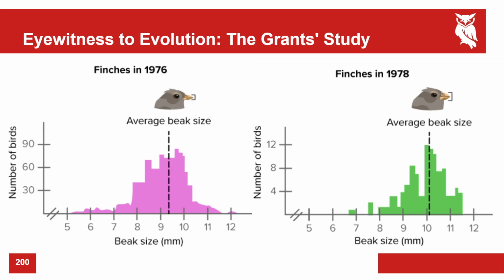So this is actually their data from their 30-year study. They looked at just 2 years during which a drought occurred, and they noticed that the average beak size increased over this 2-year period. If you think about it, 2 years within the grand scheme of biology and life is not very long. And so we saw a change from around 9.3 to 10.1 in beak size within just 2 years of these birds during this drought.